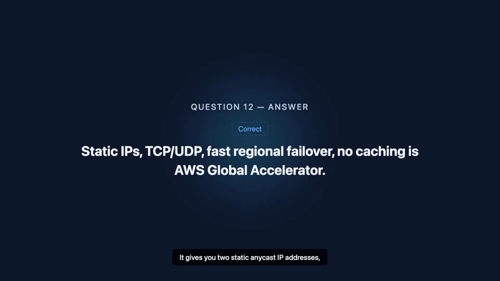It gives you two static Anycast IP addresses, routes TCP and UDP traffic over the Amazon Web Services backbone to the nearest healthy endpoint, and provides fast deterministic failover with no caching. The cleanest discriminator from CloudFront is static IPs needed, or non-HTTP traffic, not simply static versus dynamic content.